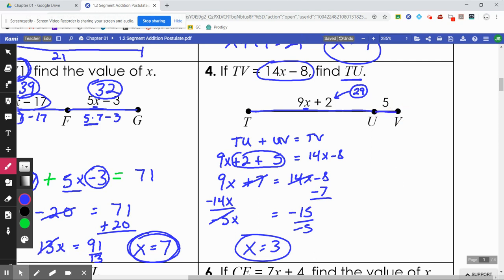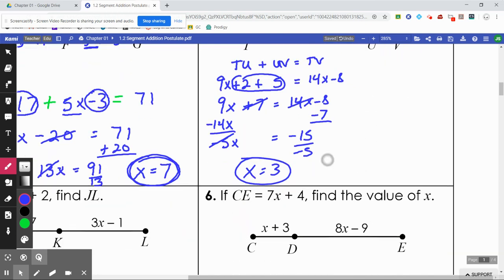If we want to, we can go ahead and find the distance up here, and that way we'll know if we're right. This x is also 3. So we've got to do 14 times 3 minus 8. That's 42 minus 8, which gives you 34. So this is 29, this is 5, the whole thing is 34, and that does check out. 29 plus 5 gives you 34.